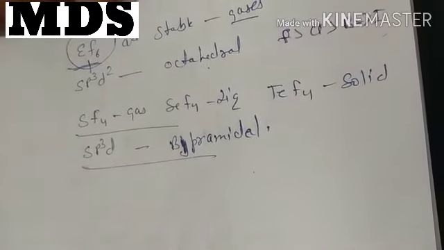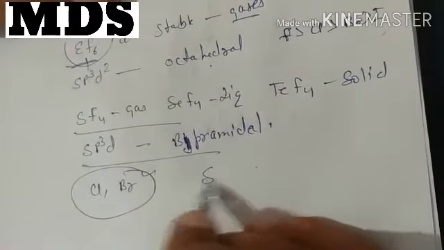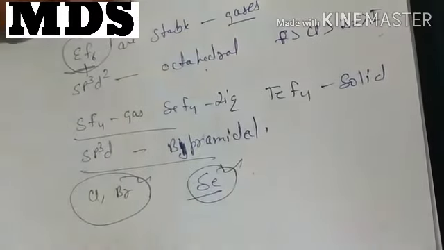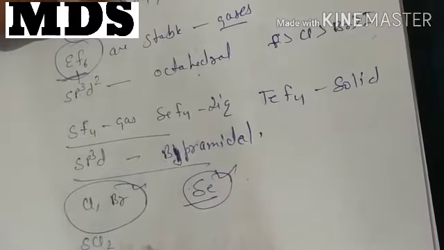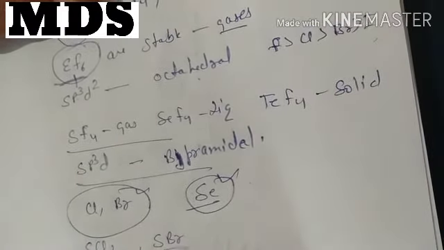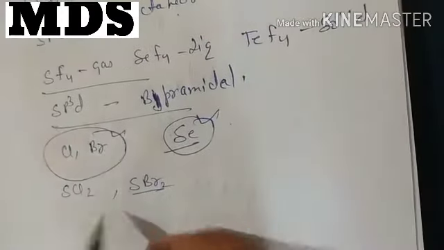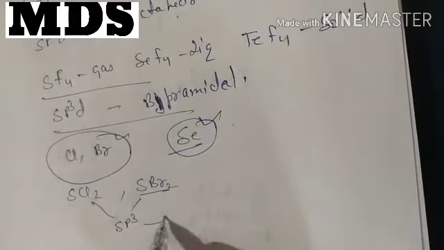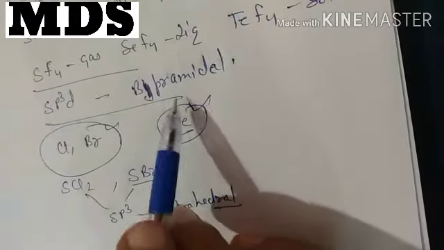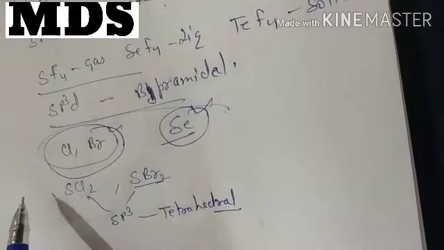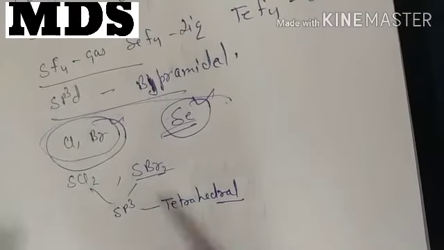Now about the dihalides. In dihalides, only chlorides and bromides are possible, and due to an exception, not with selenium. However, they are not very stable, their hybridization remains sp3 and the structure will be tetrahedral. I am again repeating: dihalides are only possible with chlorine and bromine and not with selenium. With sulfur and tellurium, they are possible.